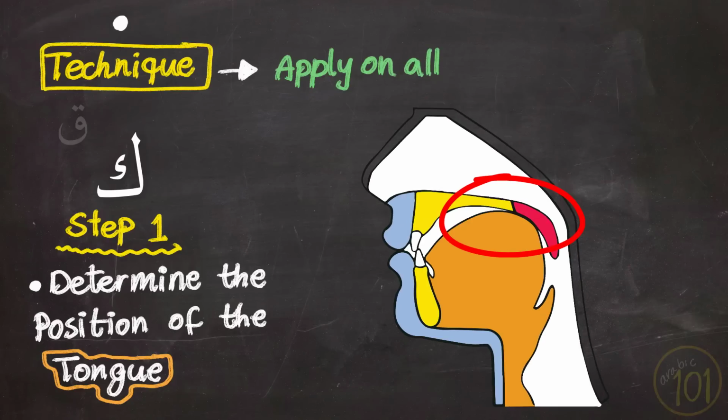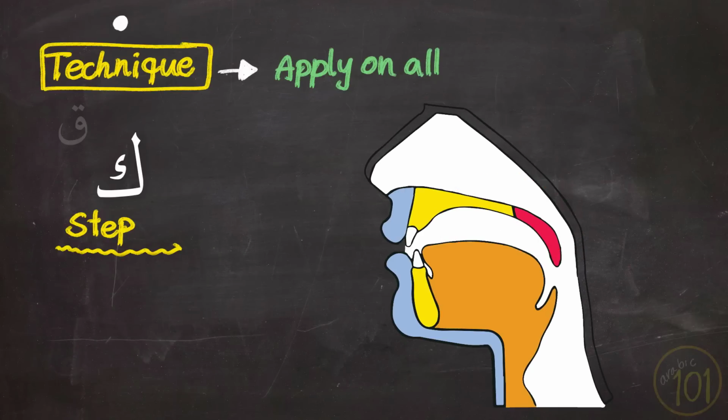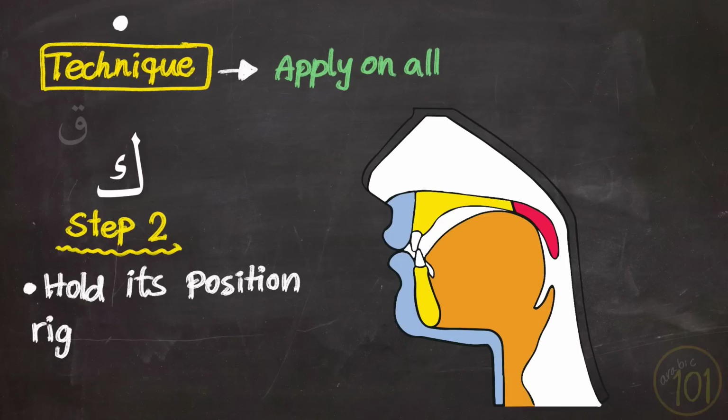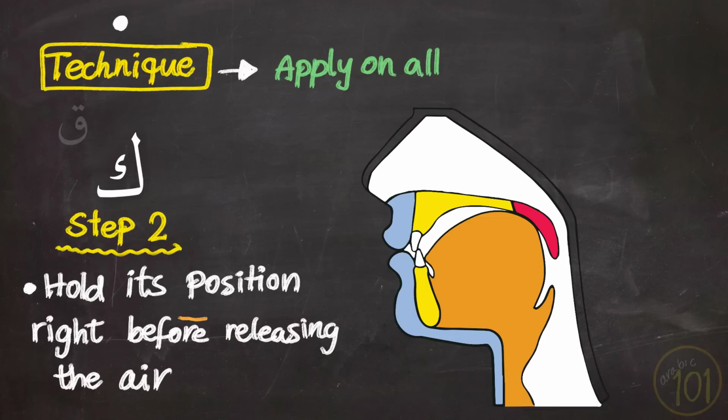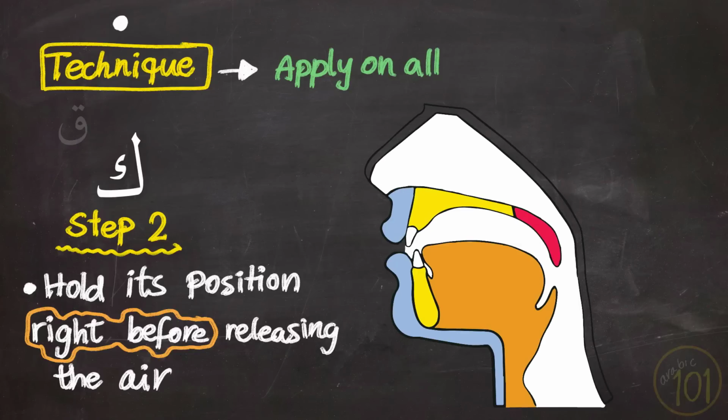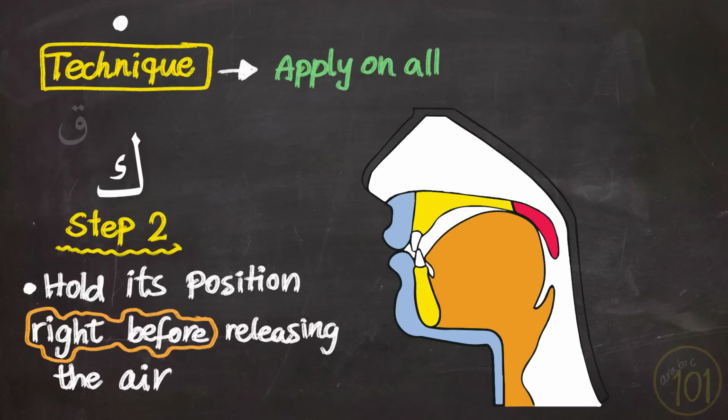Ka, ka. Now, for step 2, I want you to hold the position of the tongue as if you are about to pronounce the kaf, but not quite. So right before the ka, when the air is behind the tongue. So touch the back of the tongue to the soft palate and hold that position.